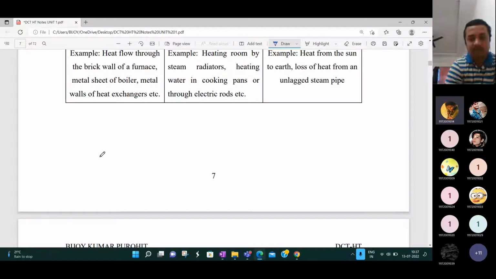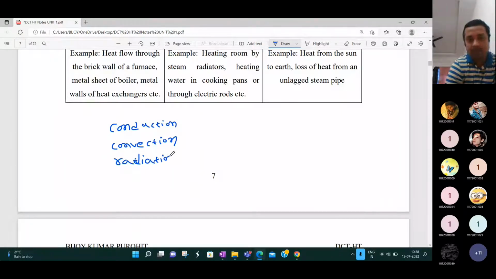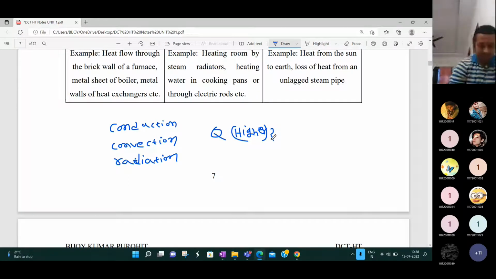On conduction, convection, or radiation, in conduction the heat transfer rate will be high, sir. Okay. Conduction, convection, radiation. So my question is, in which mode will Q be higher? In which mode will Q be higher? So Jeevan, he gave the answer. It is conduction. Anyone have any other answer?